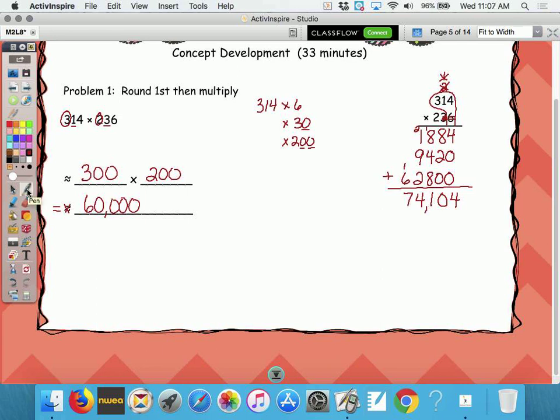So does my answer have 5 digits? It's in the 10,000ths place. It's pretty close to 60,000 also, isn't it? So I'm guessing we did this right. Okay, so that's what our lesson is today. That's pretty much it. So we're going to round, multiply, then do the standard algorithm. Okay? Let's try the next one.